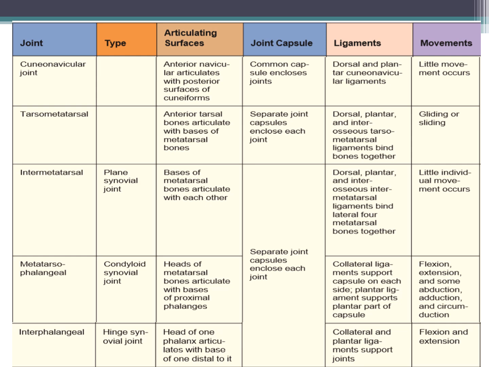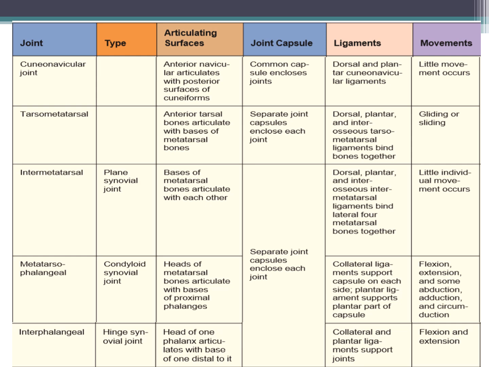Then intermetatarsal, that is the joint present among the metatarsals. These are plane synovial joints in which the bases of the metatarsals articulate with each other, and the ligaments are the dorsal, plantar and interosseous intermetatarsal ligaments, and little individual movements can occur. Now, all of these, the intermetatarsal, metatarsophalangeal and interphalangeal joints, have separate joint capsules which enclose each joint.